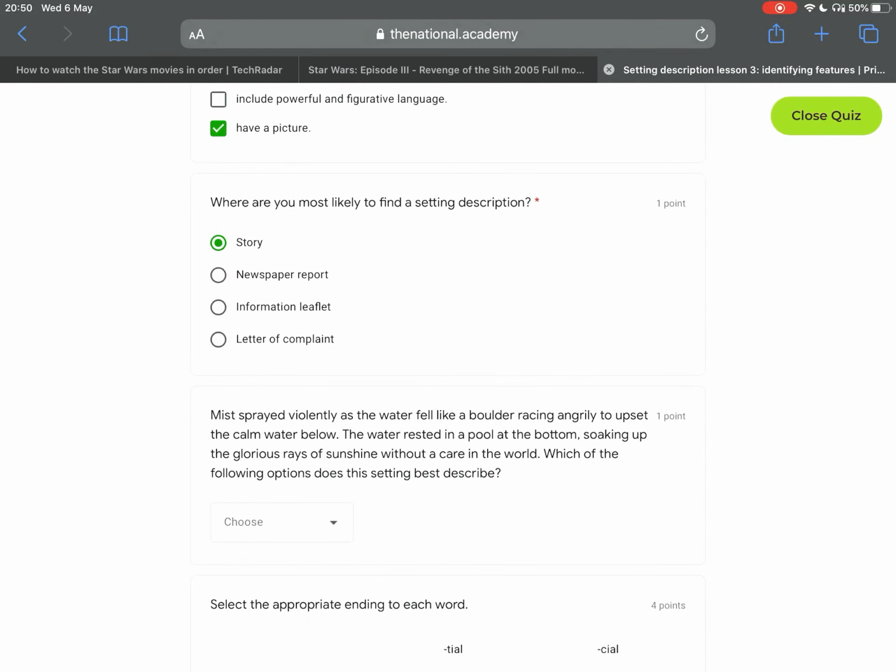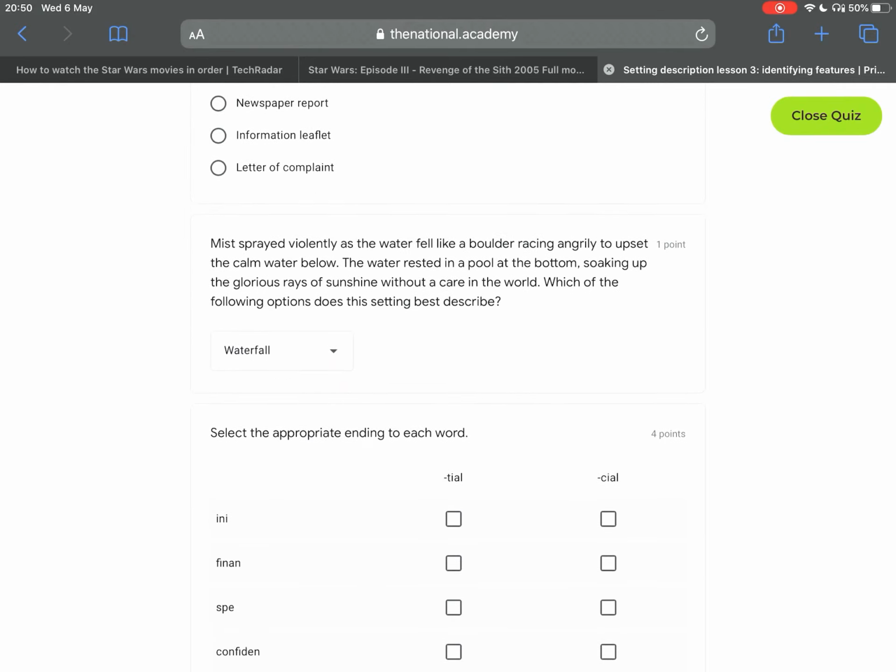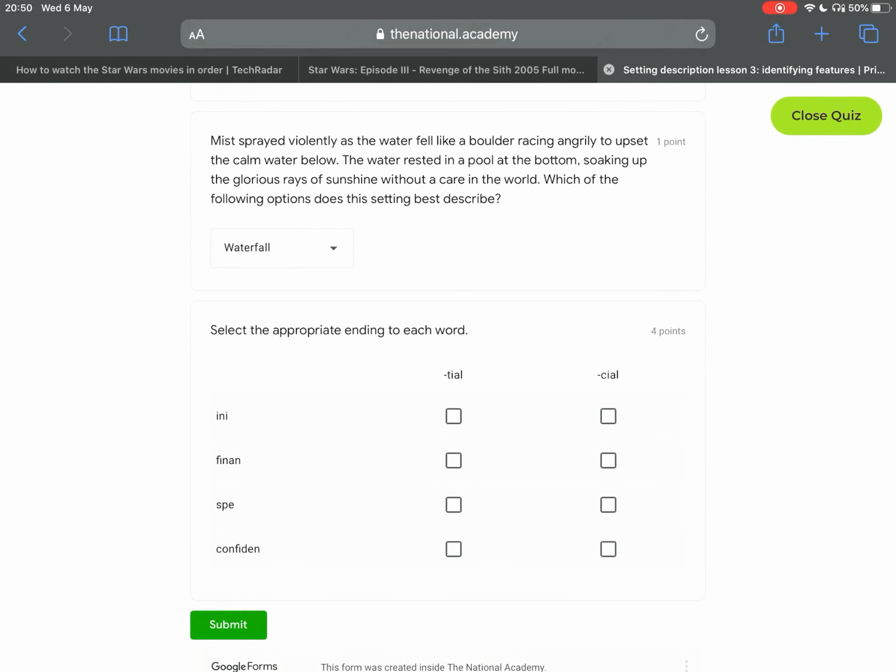Mist sprayed violently as the water fell like a boulder racing angrily to upset the calm water below. The water rested in a pool at the bottom, soaking up all the glorious rays of sunshine without a care in the world. Which of the following options does this best describe? That would be a waterfall. Select the appropriate ending to each word. That would be initial, financial, special, confidential.